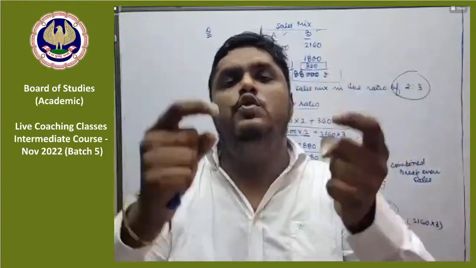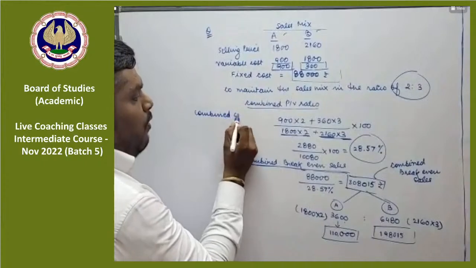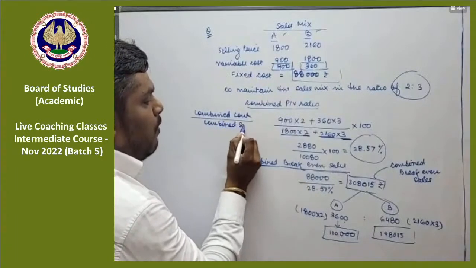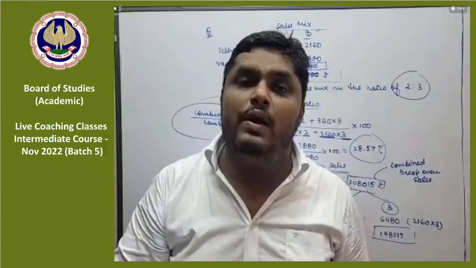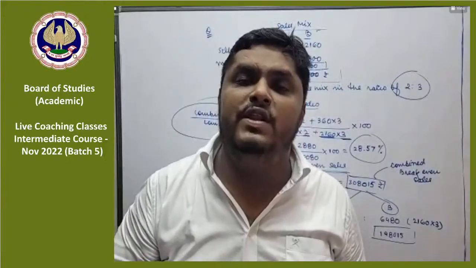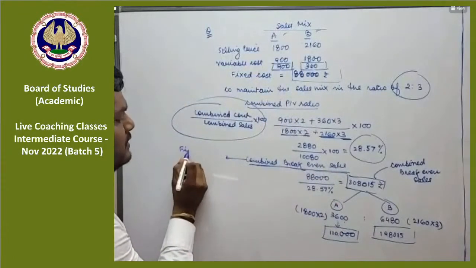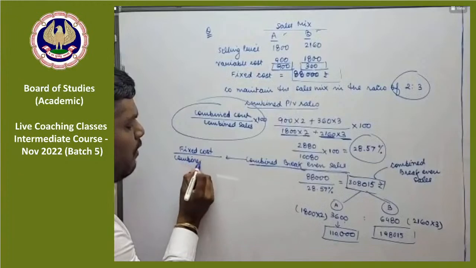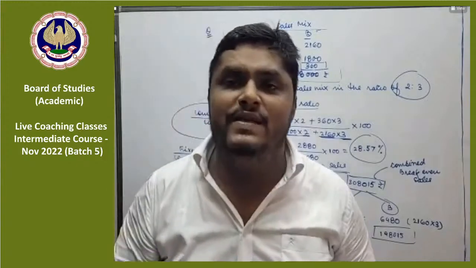That is combined contribution divided by combined sales into 100. So this is how we will calculate the combined PV ratio. So once we are done with the calculation of combined PV ratio, we will calculate the break-even sales. That is fixed cost divided by combined PV ratio. We will get the combined break-even sales.